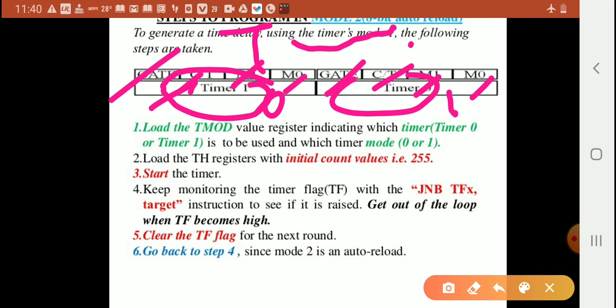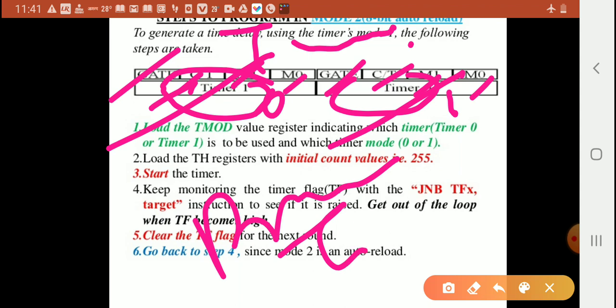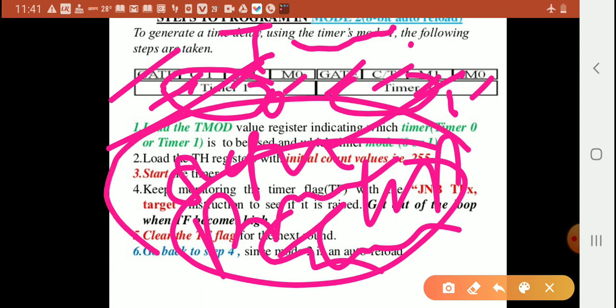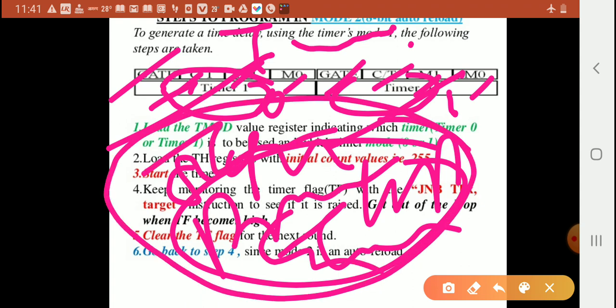Load the TH register with the initial count value, start the timer, keep monitoring the timer flag with the JNB TFX, target instruction, to see if it rises. Get out of the loop when TF becomes high. Clear the TF flag for the next round, go back to step 4, since mode 2 is auto reload. So this is the programming of timers of the 8051 microcontroller in embedded systems. All programs we write for the timer use T1 mode and T0 mode.